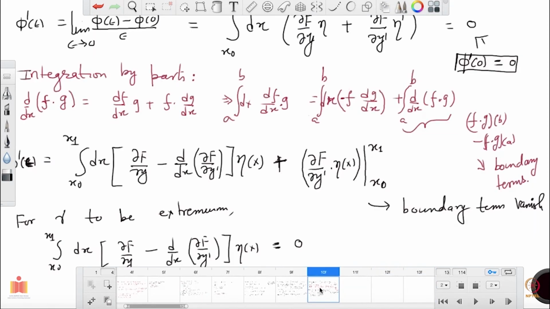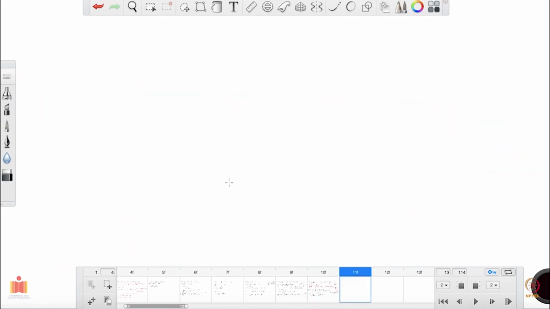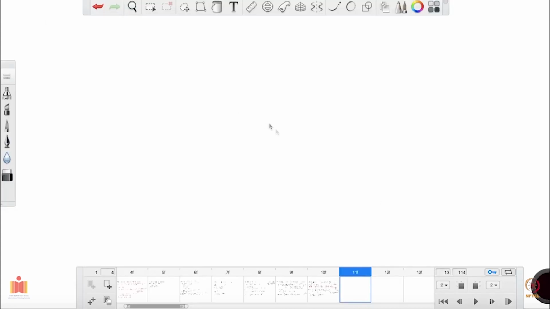Let's see how I can make that conclusion. And this conclusion is based on what is called the fundamental lemma of calculus of variations. Let me put it again in red so that it appears not to be the main part. So, fundamental lemma of calculus of variations.